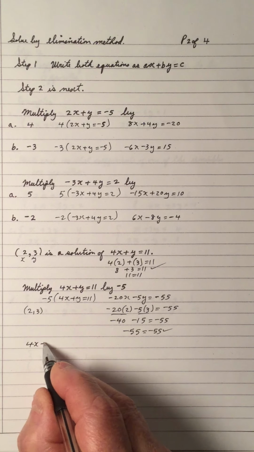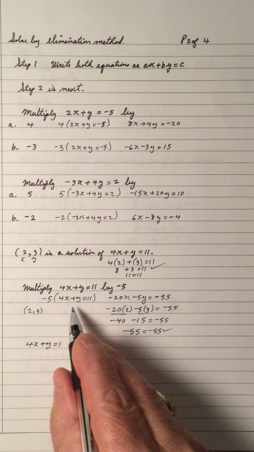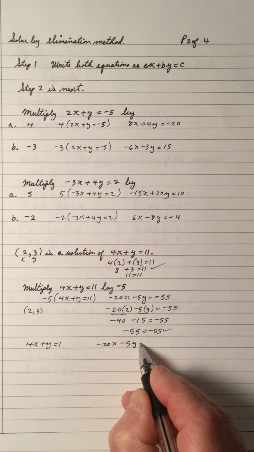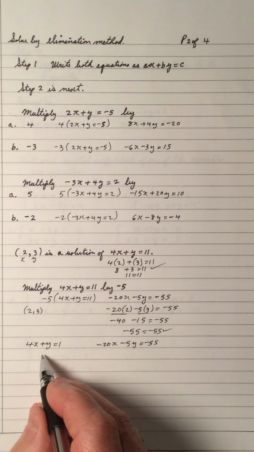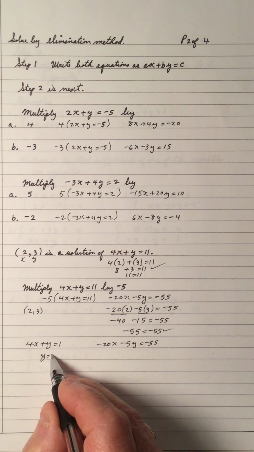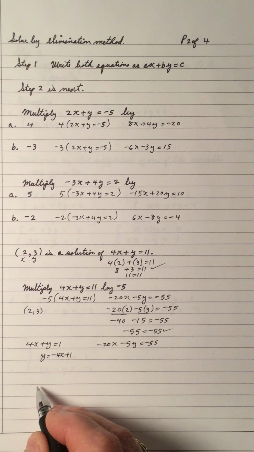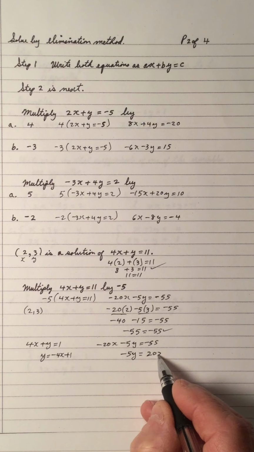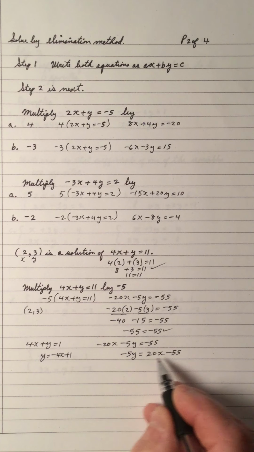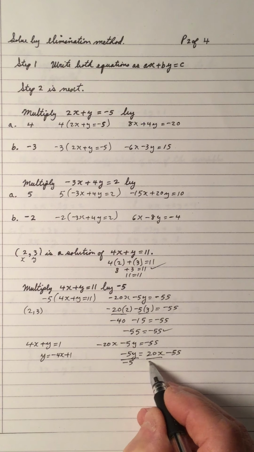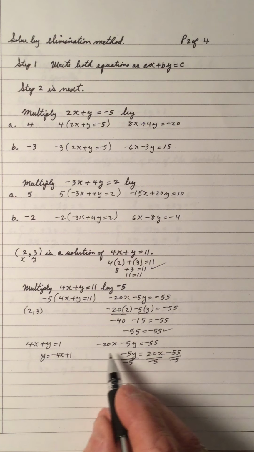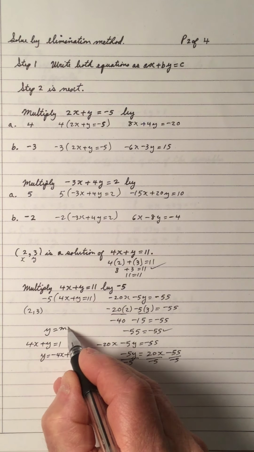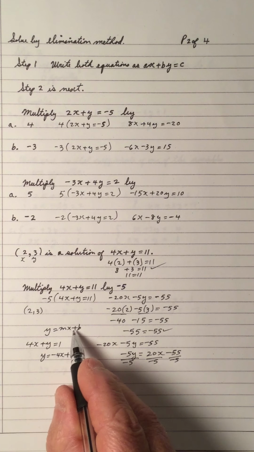If you take 4x plus y equals 11, and you take the new equation, which is 20x minus 5y equals negative 55, solve this for y, and I get y equals negative 4x plus 11. If I solve this equation for y, negative 5y equals 20x minus 55, divide by negative 5. And just to go back, remember I'm solving it for what form? y equals mx plus b.